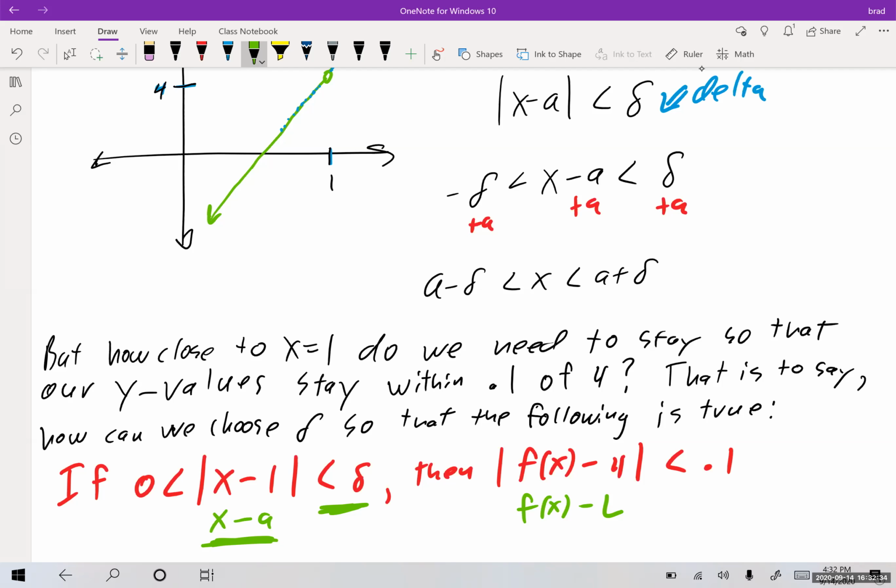Now over here, we're saying that f of x minus L, well, isn't f of x just the height of the graph? And L is just the limit of the graph. So they want the actual height of the graph and the limit of the graph, when you subtract them, to be smaller than 0.1. Well, that means they've got to be pretty close together.